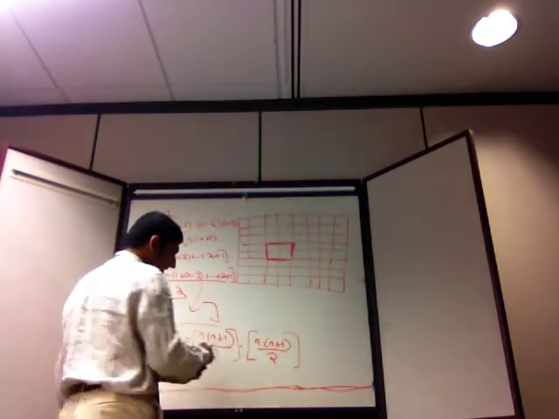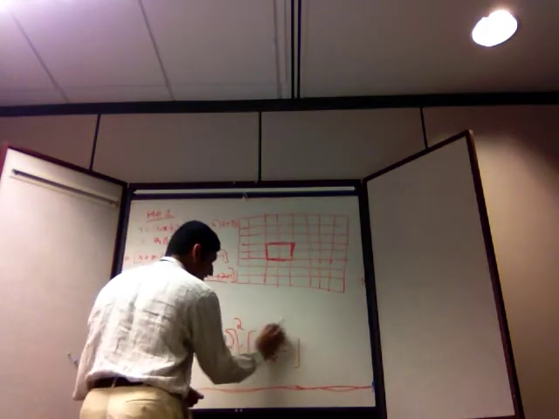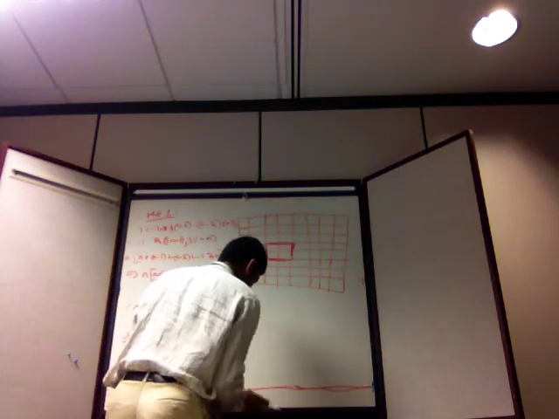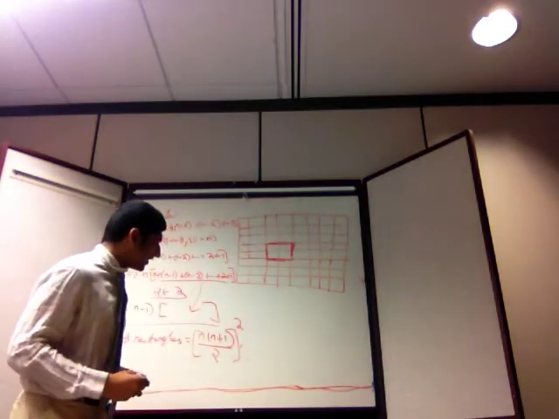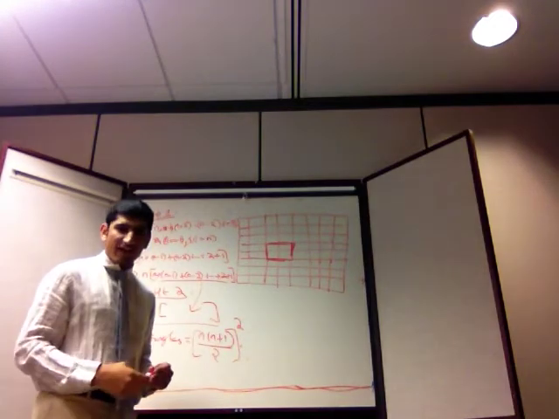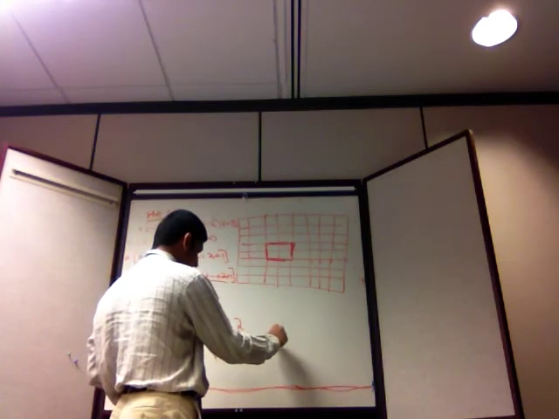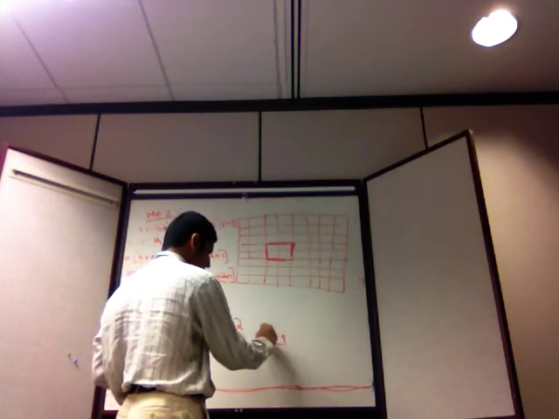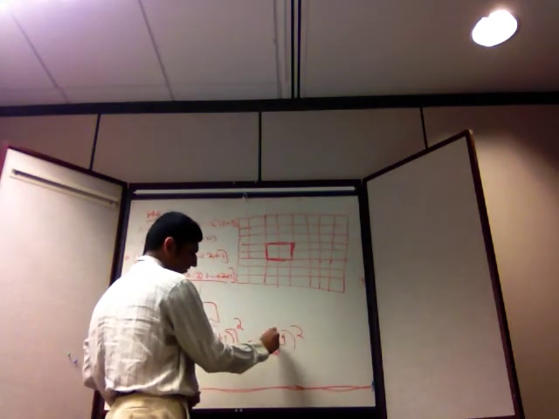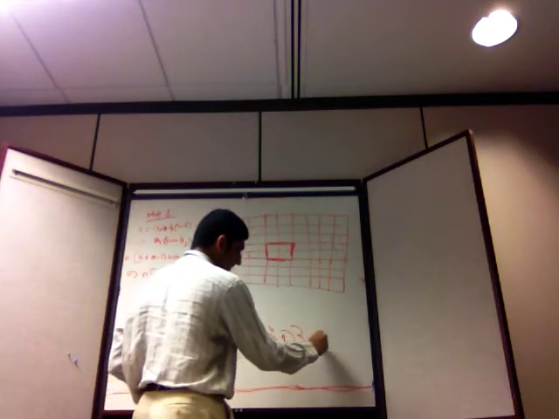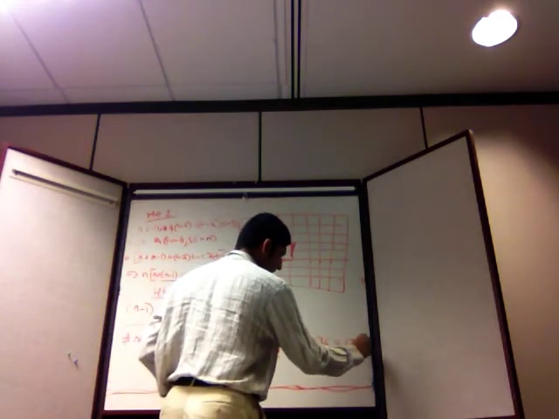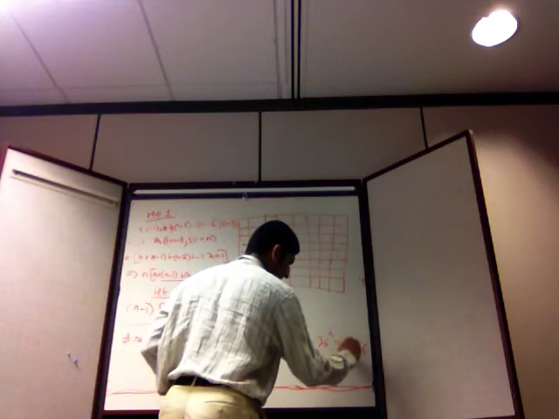Or, these two are the same, so this is n into n plus 1 by 2 whole squared. And from here we can simply feed in the value of n and get the result. We'll get 8 into 9 upon 2 whole squared, which is 36 squared, which is equal to 1296.